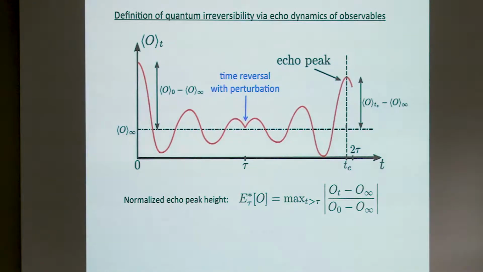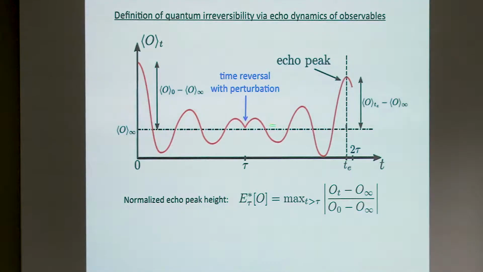So what we are interested in now is how does this echo peak, divided by the initial value of the observable, decay as a function of this waiting time tau for a given strength of the perturbation?